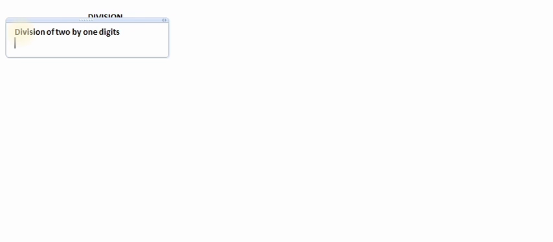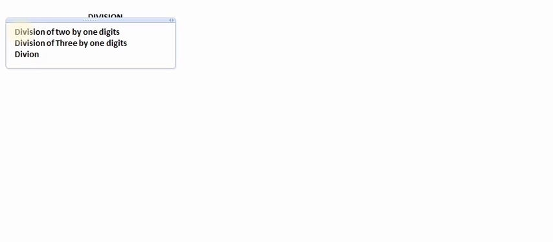The first one is division of 2 by 1 digits. The second one is division of 3 by 1 digits. And the third one is division of 4 by 1 digit. Now, this is what we have.